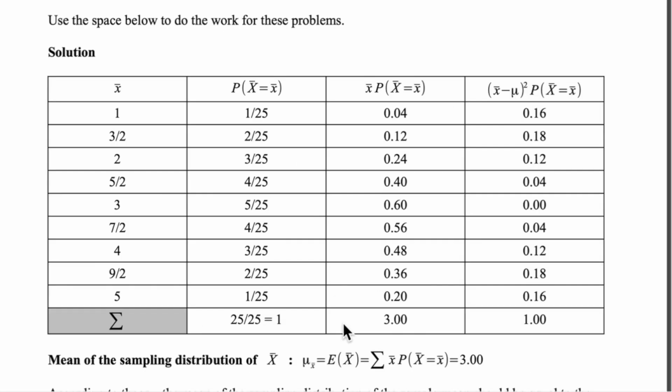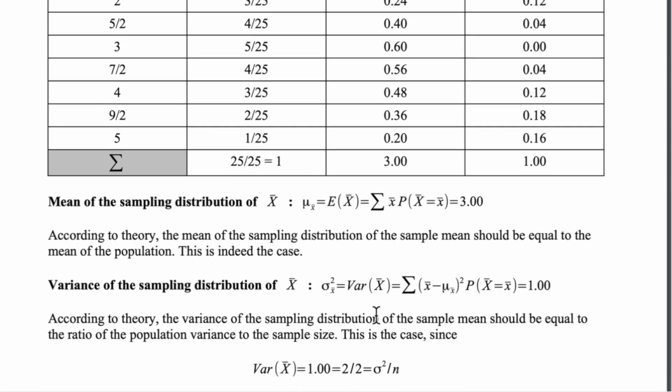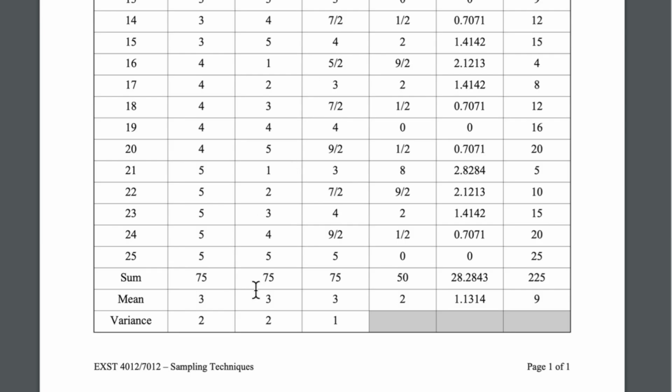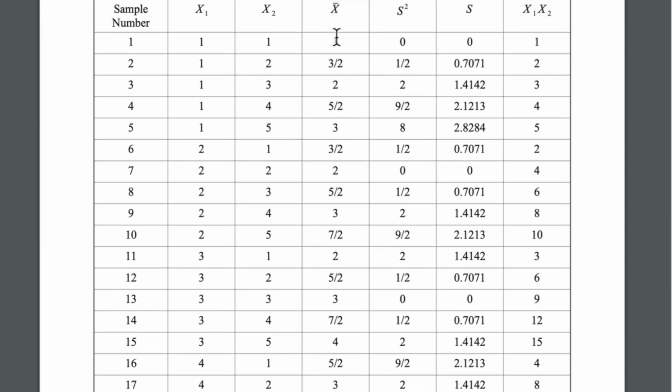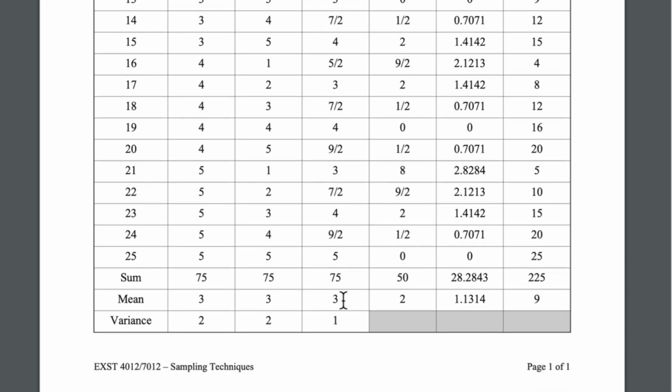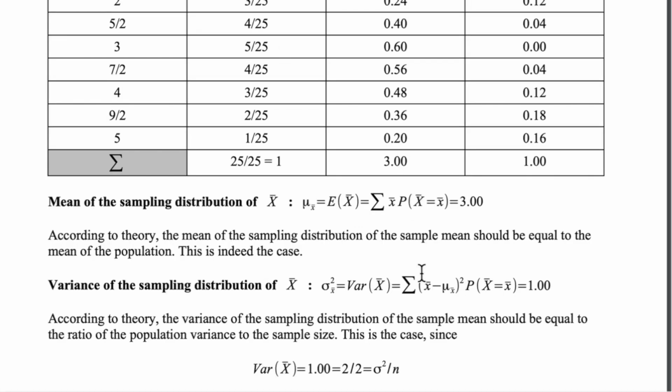Notice that we could also get the variance of the sampling distribution of x bar by calculating the population variance of the values in that same column. So if I calculate the variance of the values in this column using the population formula, I get 1. Well, those are the exact values that I got using these other formulas.